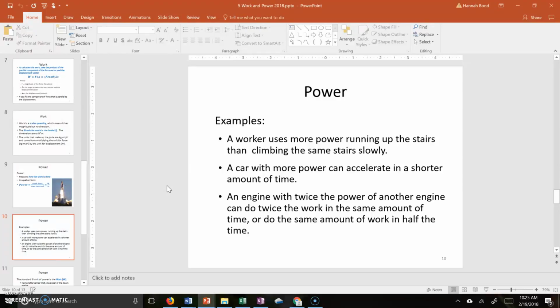For example, a worker who runs up a flight of stairs uses more power than the same worker who climbs the same set of stairs slowly. The amount of work, which is the effort to lift the worker's weight to a certain height, is the same in both of those examples, but the amount of time is different.